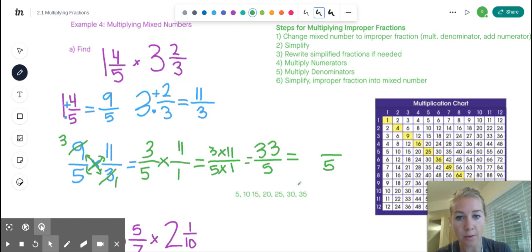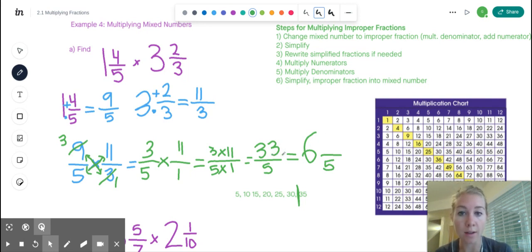So that would be 30. I'm just going to draw a line here because 35 is over. So 5 goes into 33. Let's count how many times. 1, 2, 3, 4, 5, 6. And that tells us how many wholes we have. So 6, and now we need to find the numerator.